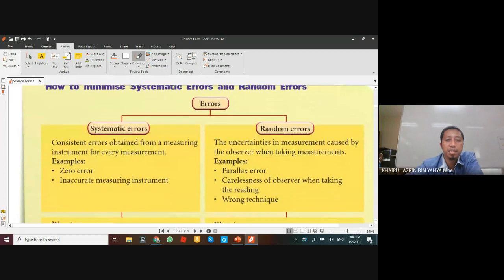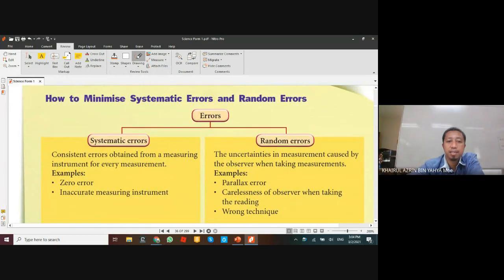So how to minimize systematic errors and random errors? We have two types of errors, systematic errors and random errors. Systematic errors are consistent errors obtained from a measuring instrument for every measurement. Example, zero error or inaccurate measuring instrument. And then we have random errors. Random errors are parallax error, carelessness of observer when taking the reading, and wrong technique. This one is more to human error.